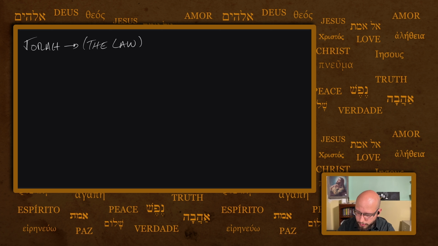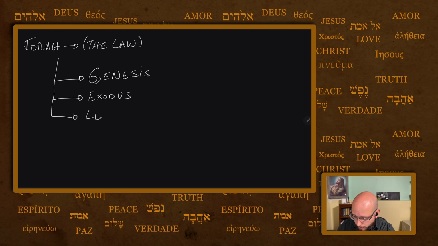The Torah, which is also the Pentateuch of Moses, has five books, right? The word Pentateuch is a reference to five. So we have here the first book, which is Genesis. The second book, Exodus. Third book, Leviticus. The fourth book, Numbers. And the last book, Deuteronomy.